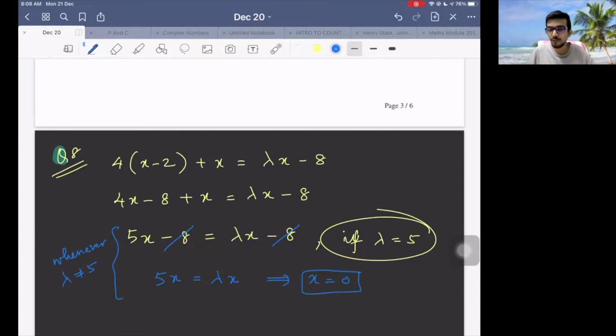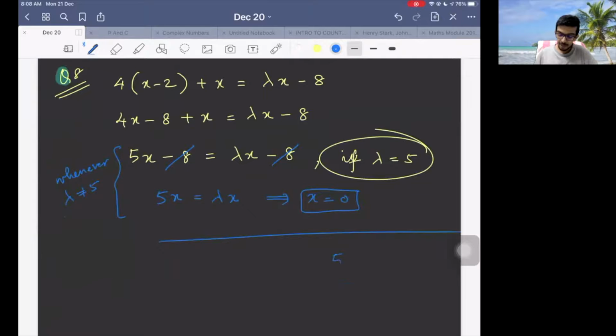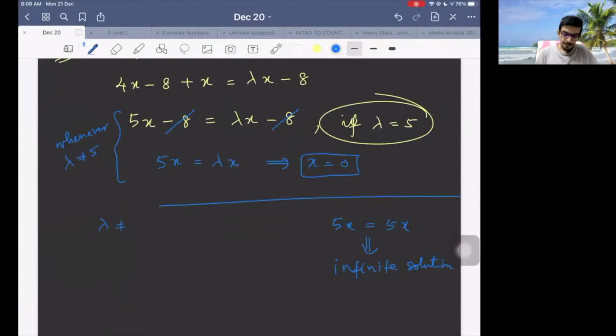But when lambda is equal to 5, that is not possible, because when lambda is equal to 5, the expressions are exactly the same on both sides. So 5x is equal to 5x will be satisfied by any value of x. So this means this will have infinite solutions. Right? On the other hand, if lambda is not equal to 5, what does it mean? 5x is equal to lambda x. What does this mean? This simply means x is equal to 0.